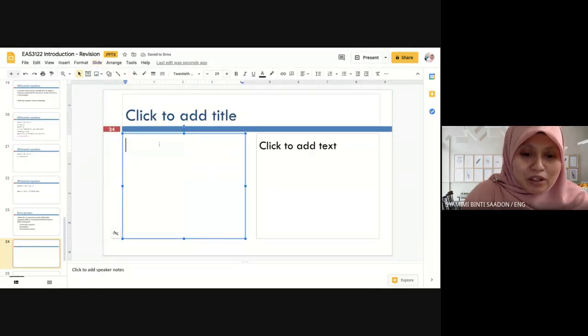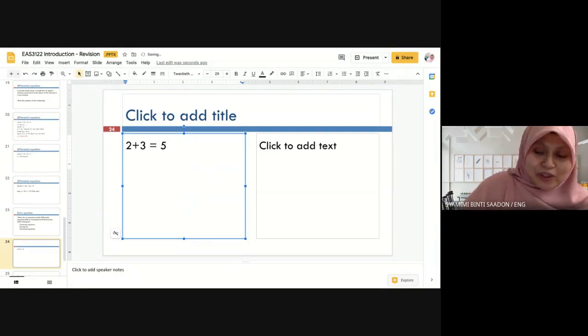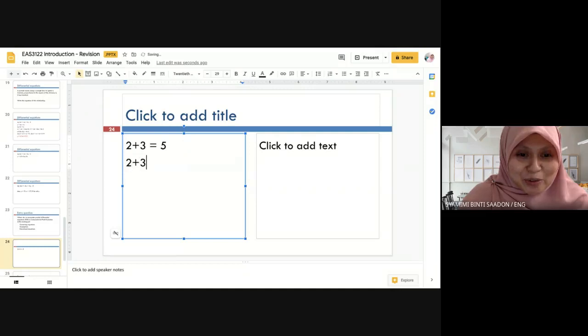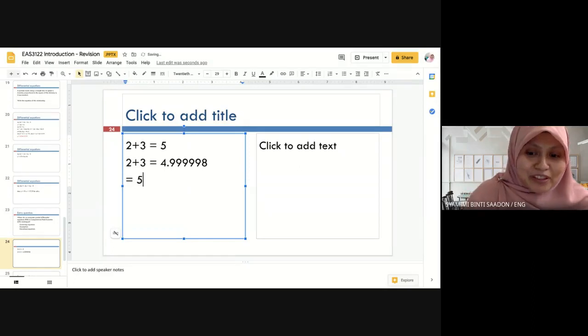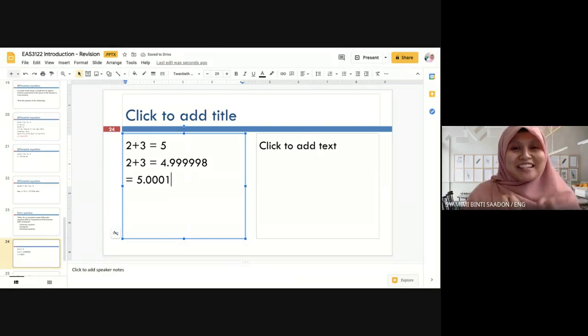For example, normally in mathematics we do 2 plus 3 equals 5. But when you do numerical analysis in the next few weeks, if you do the computation and get the answer 4.998, something like that, that is also correct. Or if you get 5.0001, that is also correct.